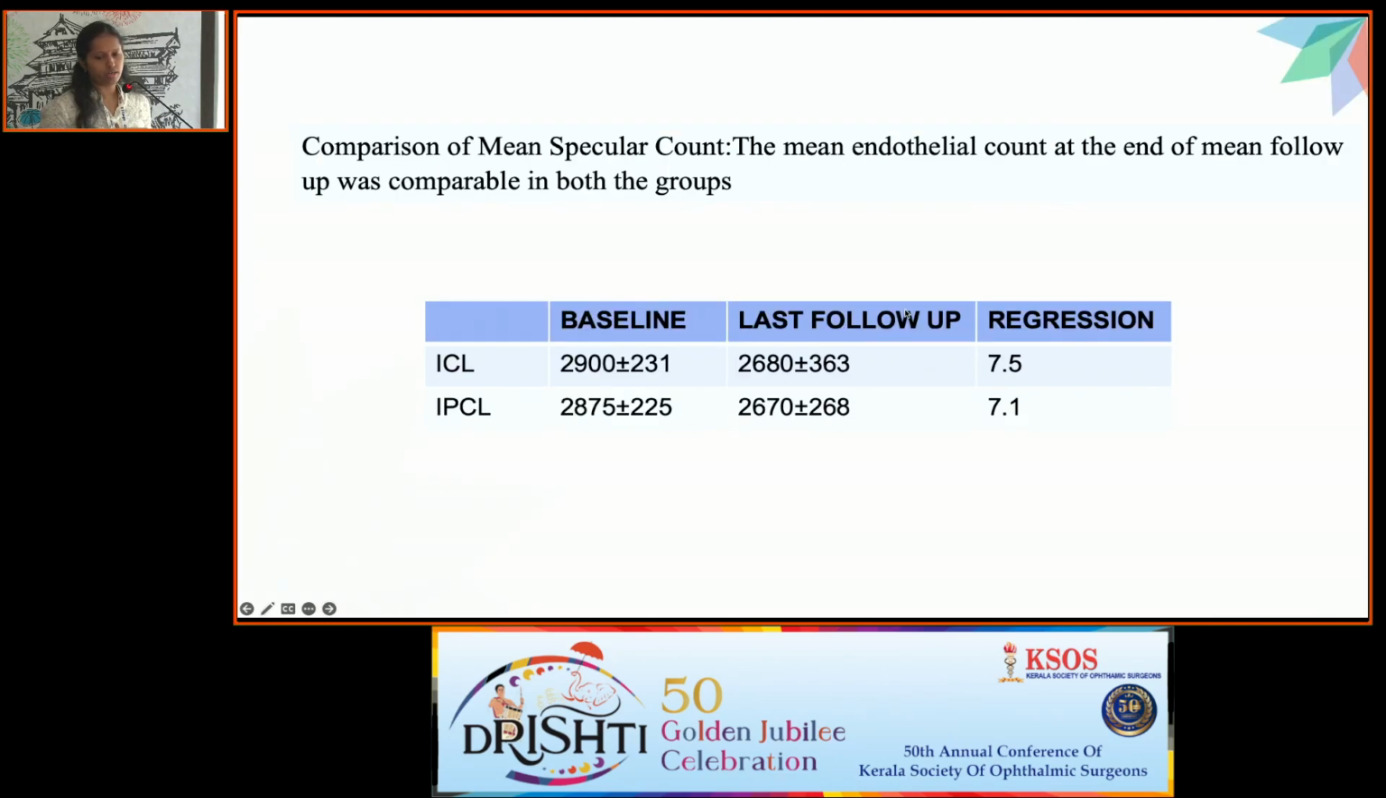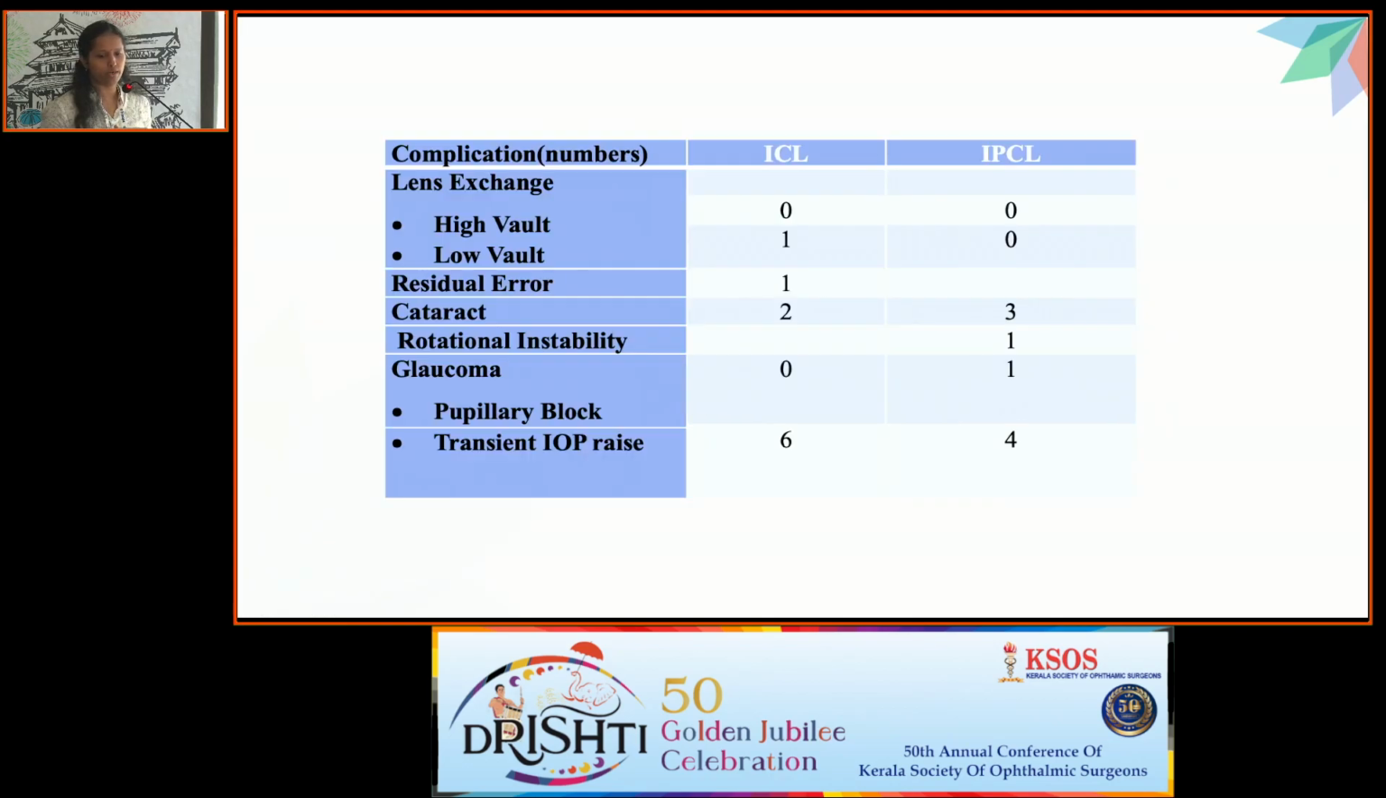Specular count was also found to decrease, with a regression rate of 7.5 in ICL and 7.1 in IPCL. Coming to the complications, one patient in the ICL had to undergo lens exchange due to low vault. One patient in the IPCL had rotational instability, and one in the ICL had residual error, neither of whom went for resurgery. Cataract was seen in 2 of the ICL and 3 of the IPCL patients. One IPCL patient had pupillary block glaucoma, and transient IOP rise due to steroids was seen in 6 of the ICL and 4 of the IPCL patients.